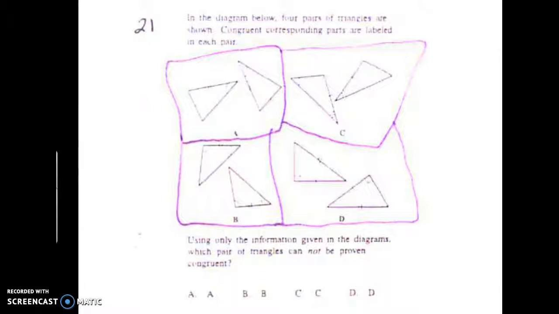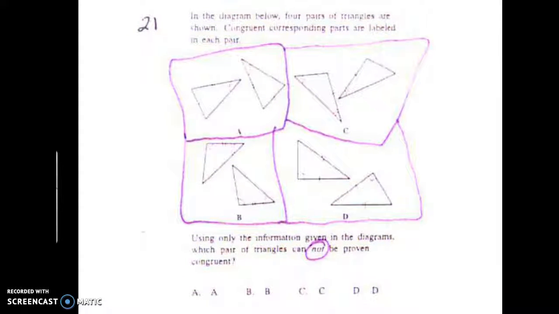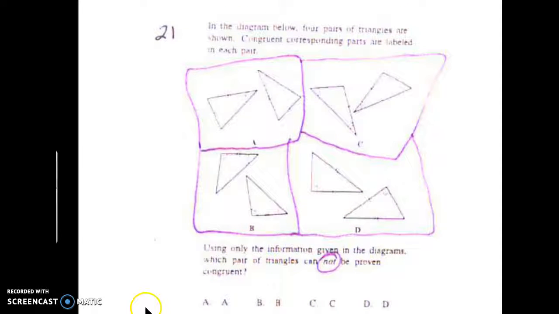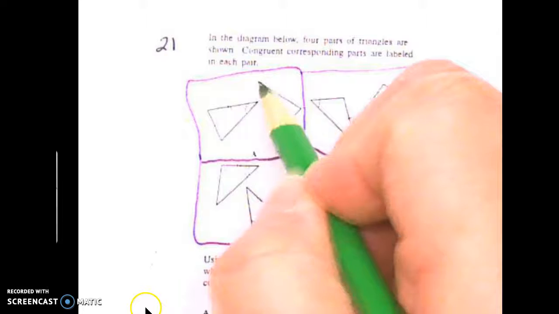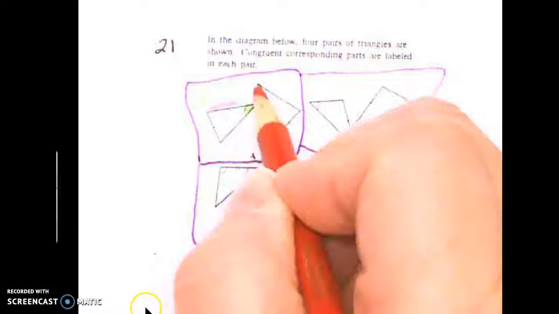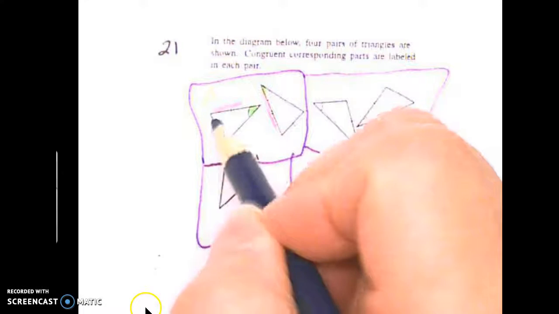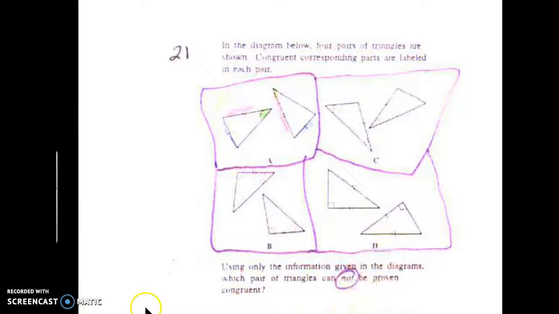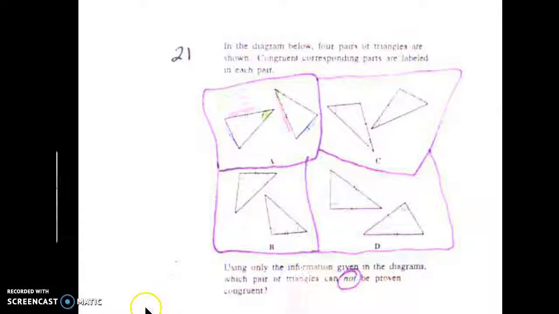We're comparing the corresponding parts, and it says using only the information given in the diagram, which pair of triangles cannot be proven congruent. So I would go ahead and color code the things that you see to make it a little bit easier to match up your corresponding parts. If I look at the triangles in problem number 1, I see an angle followed by a side, followed by another side. So that angle side side is probably the one that's not going to work.